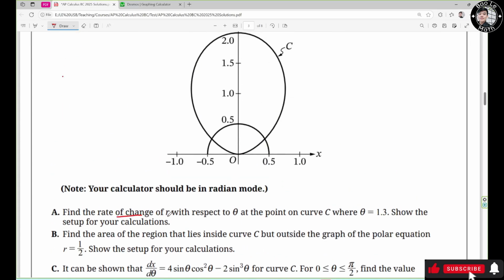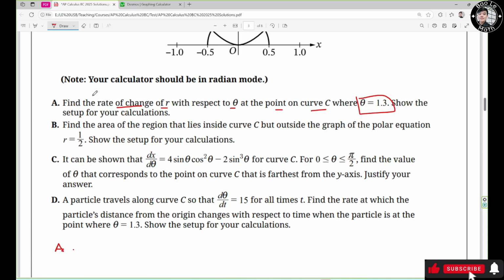Find the rate of change of r with respect to theta at the point on the curve C where theta equals 1.3. Alright, so in order to find the rate of change, you need to take the first derivative, right? So we have r of theta equals 2 sine squared of theta. Then r prime of theta equals 2 times 2 sine theta times cosine theta, right?